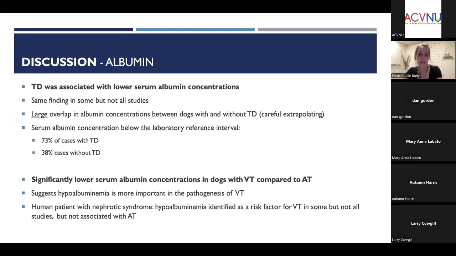They found that if we try to differentiate between thrombi location, the albumin was significantly lower with venous thrombi than arterial. And so that could potentially suggest that hypoalbuminemia is more important in the pathogenesis of venous thrombus than arterial. And in humans, with nephrotic syndrome, we know that hypoalbuminemia has been identified as a risk factor, but not necessarily in all studies. And it hasn't been associated with arterial thrombi. So similar results here in human patients.